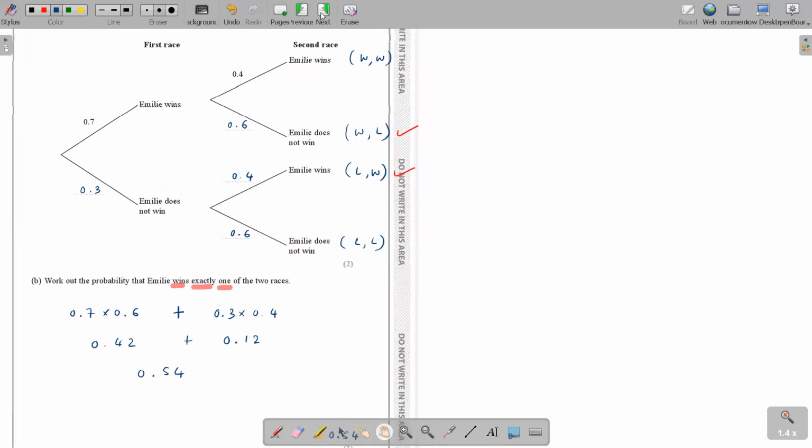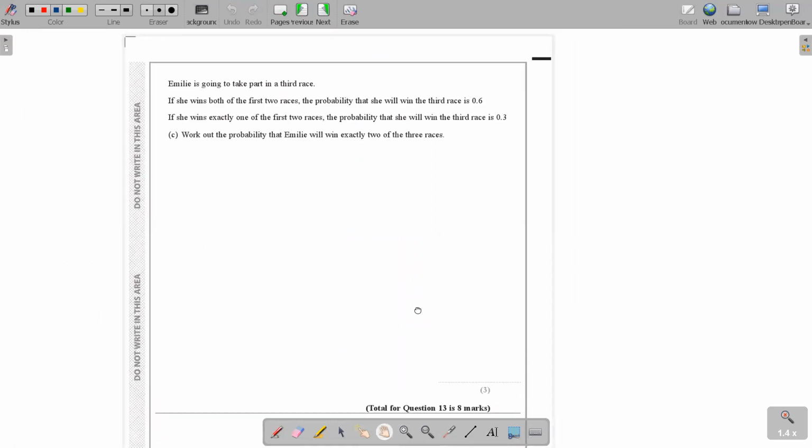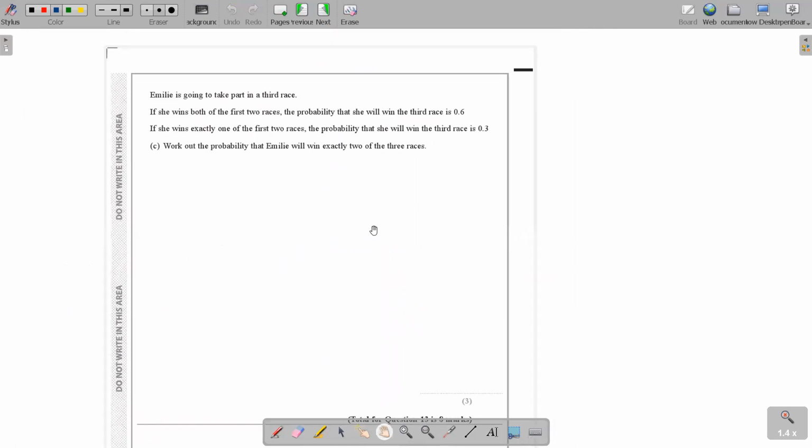There's a part C here. Let's read the question. Emily is going to take part in a third race. Okay, so we are having another extension. Our tree diagram had first race, second race, and now we are talking about a third race. If she wins both of the first two races, the probability she will win the third race is 0.6. If she wins exactly one of the first two races, the probability she will win the third race is 0.3. Work out the probability that Emily will win exactly 2 of the 3 races.